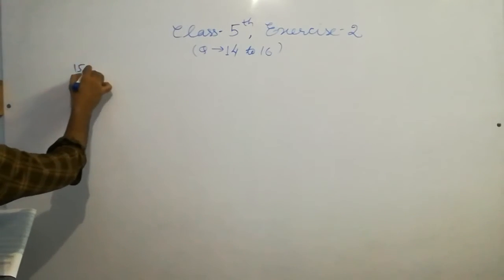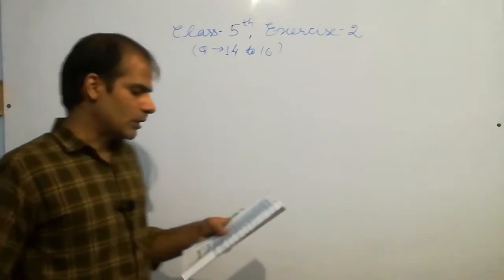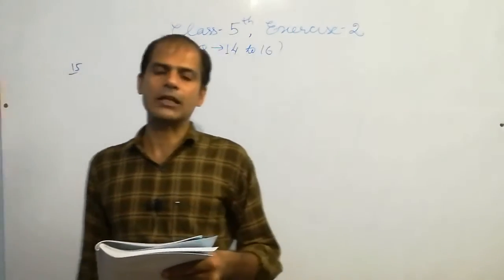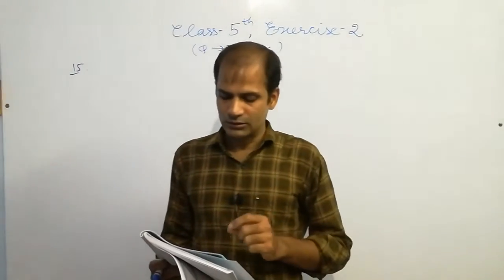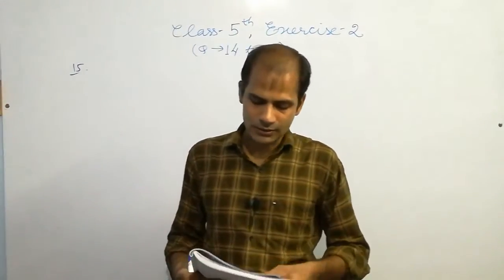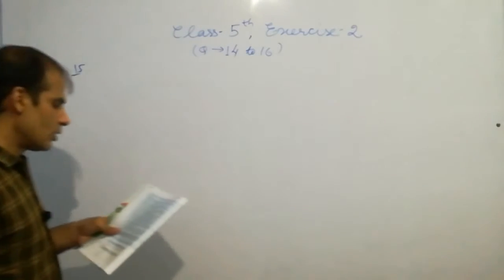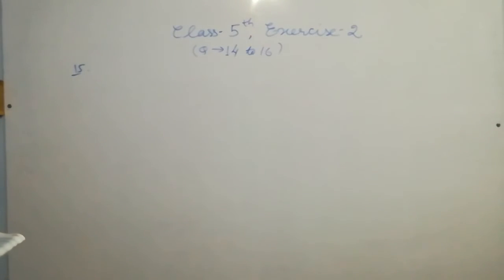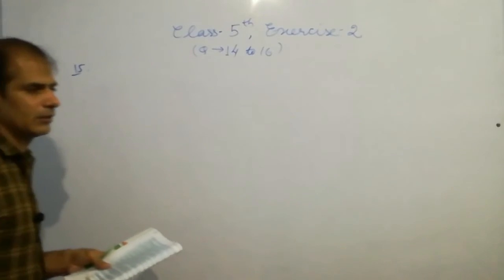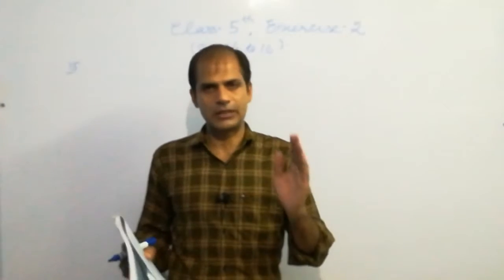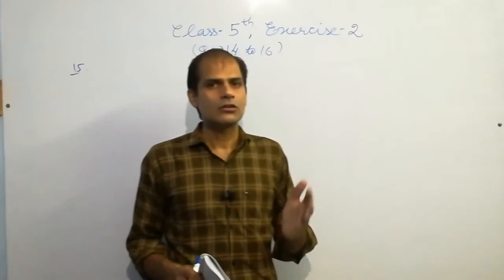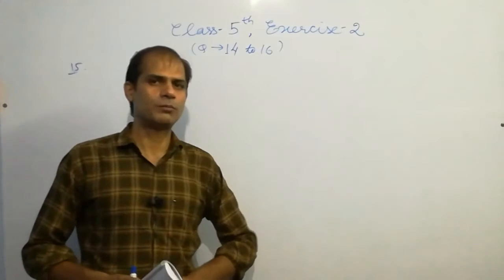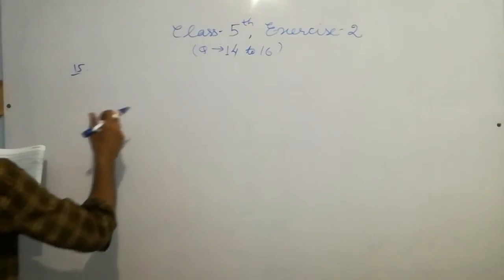15th question. If the sum of two numbers is 9732, I request you to practice on Indian digits so that you can quickly read the number. It is 9732, where one of them is 3846. Find the other. If the sum of two numbers is given and one of the numbers is also given, to find the other number you have to perform subtraction. So these are the steps of the answer.